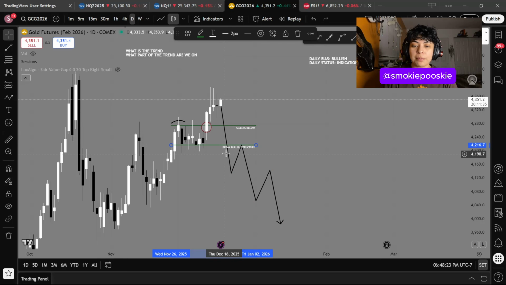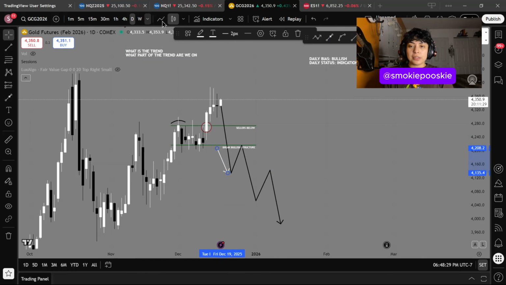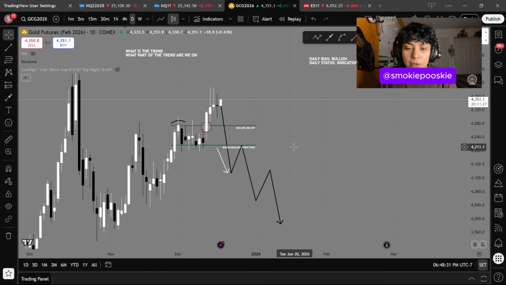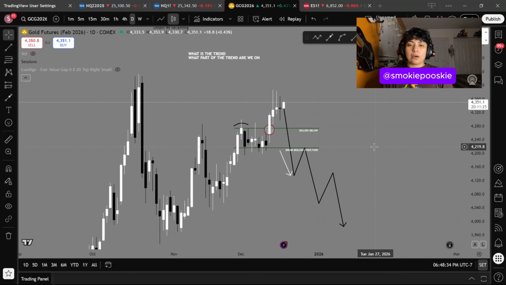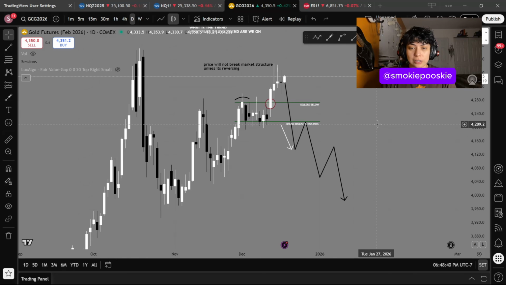And then that would be my bearish indication that price is going to reverse. And remember, this is the daily time frame. So that would be a whole trend reversal, because why? Price would not break market structure unless it's reversing. And this is the daily time frame, not the 1 hour, not the 15-minute, not the 4 hour. This is the daily time frame, the one that tells you what trend I'm on.